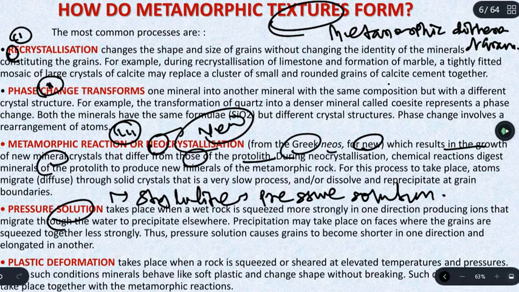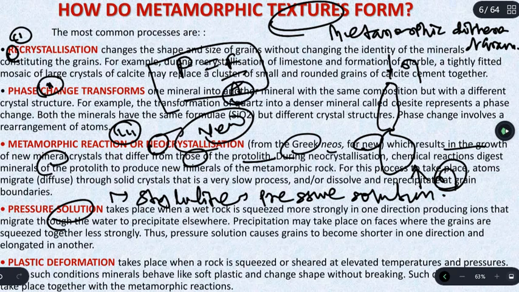Suppose there is a mineral grain under some pressure. What happens is, pressure is force per area. If the area is small, the pressure will be higher, right? So along the grain boundary, suppose this is the grain boundary, water will precipitate out along that grain boundary.